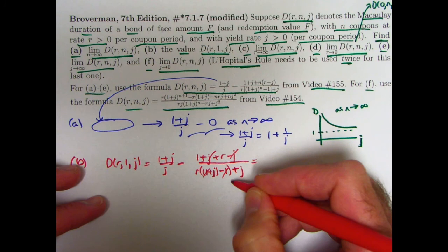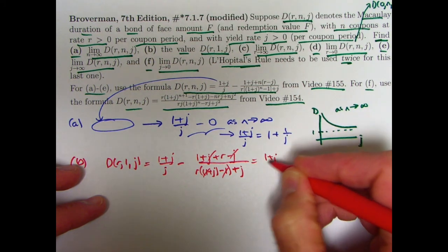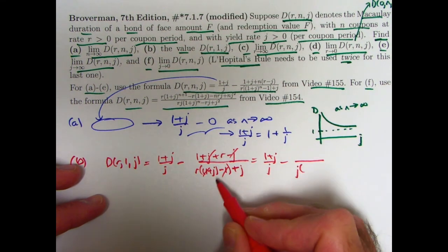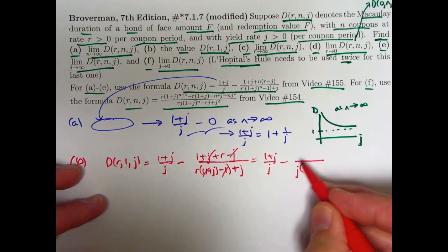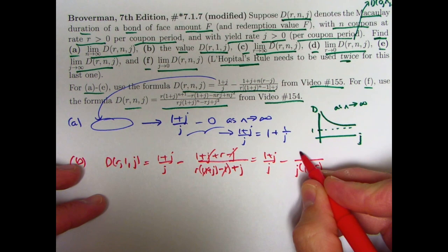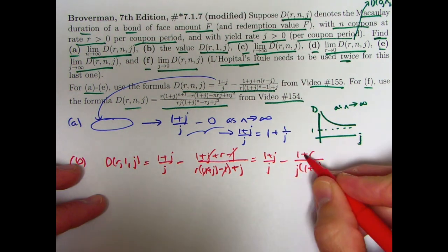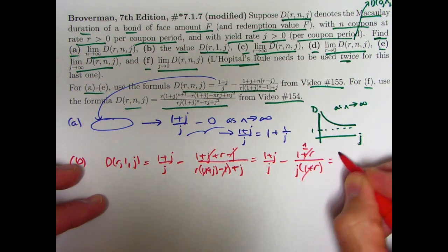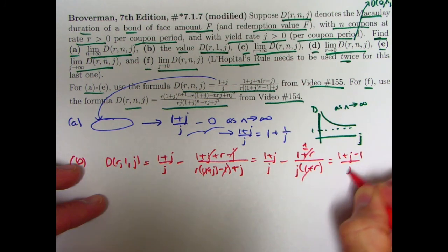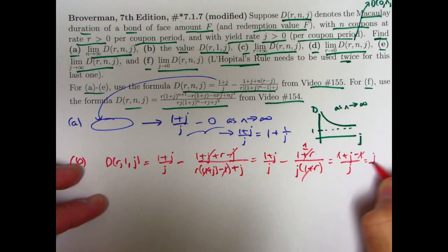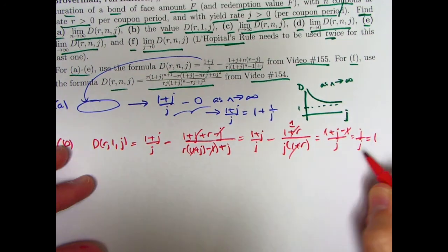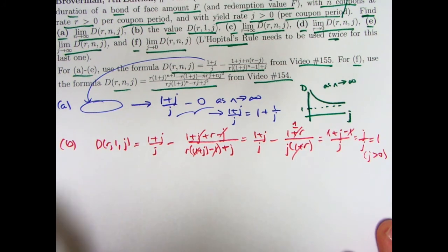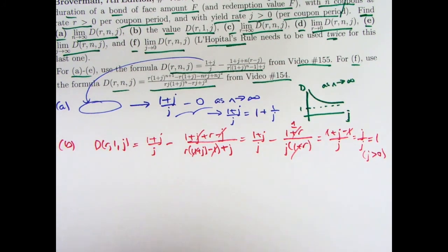You can factor out a j out of the bottom here, like this, and you're left with what? You're left with a 1 plus r. And on the top, you were left with a 1 plus r as well. This will cancel with this. This cancels to a 1, so you're left with 1 plus j minus 1 over j. The 1's cancel, leaving you with j over j, which is 1 since j is positive, just as expected. Okay, so that makes good sense as well.